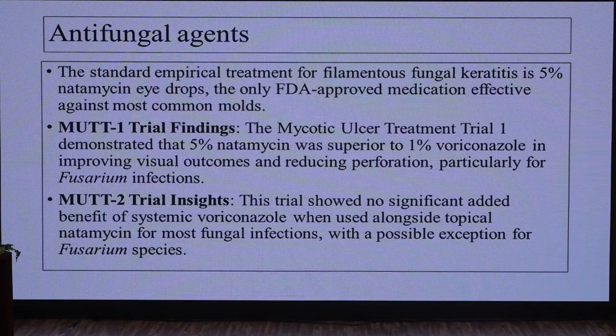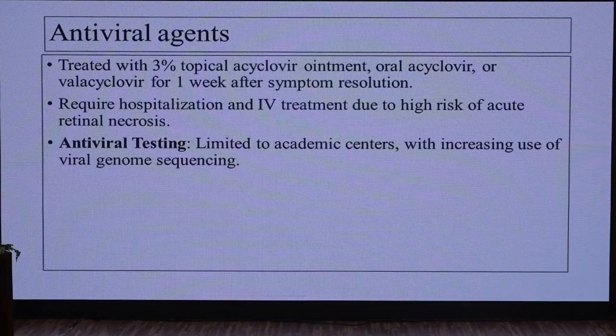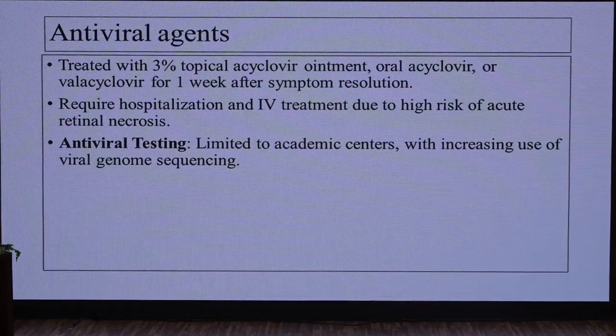Antifungal: the standard empirical treatment for filamentous keratitis is 5% natamycin. However, the Mycotic Ulcer Treatment Trial 1 demonstrated that 5% natamycin is superior to 1% voriconazole in improving visual outcomes and reducing perforation in Fusarium infections, whereas the MUTT 2 trial showed no significant added benefit of systemic voriconazole when used alongside topical natamycin, except in Fusarium cases. Antiviral agents: 3% topical acyclovir ointment, oral acyclovir, valacyclovir for 1 week, but they may require hospitalization and IV treatment because of the increased risk of acute retinal necrosis.